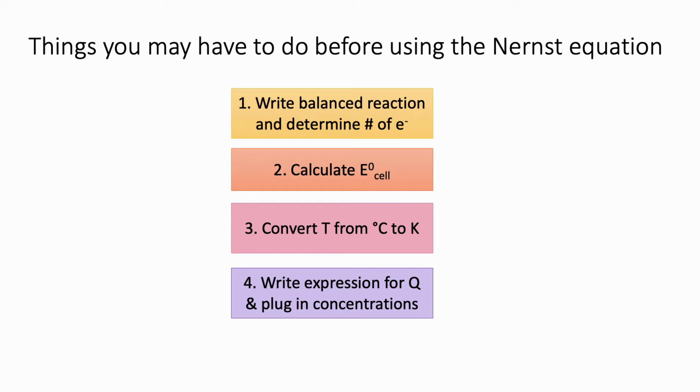Third, make sure you have your temperature in Kelvin. Almost always you're going to be getting your temperatures in Celsius, so just make sure you've got the right temperature units. And then finally, you need to write that expression for Q. So you're going to have your mass action expression, and you're going to need to have your concentrations to plug in once you have the mass action expression. Now, where do you get that expression for Q? You're going to get it from your balanced redox reaction, and that's why you actually need to write out the balanced reaction in step 1.